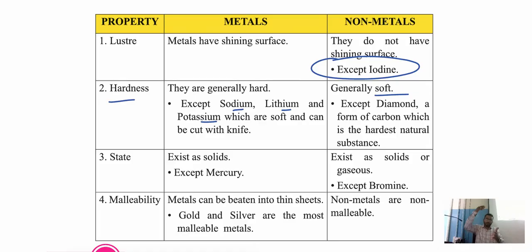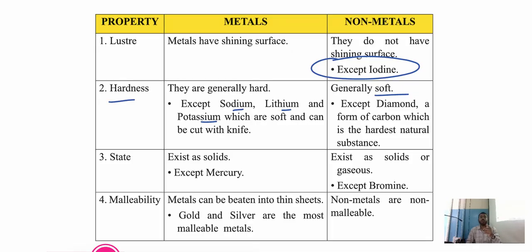You have to apply maximum pressure so that it will get cut. Even a seesaw blade or something, you have to apply maximum pressure to cut it. Usually metals are so hard. But these metals, who are those? Sodium, potassium, and lithium. These are the metals which are so soft that even you people can cut with a knife.